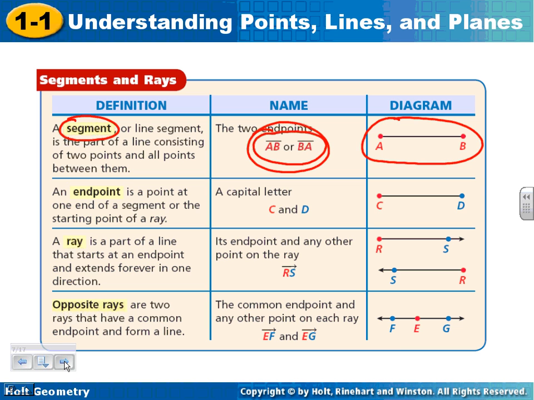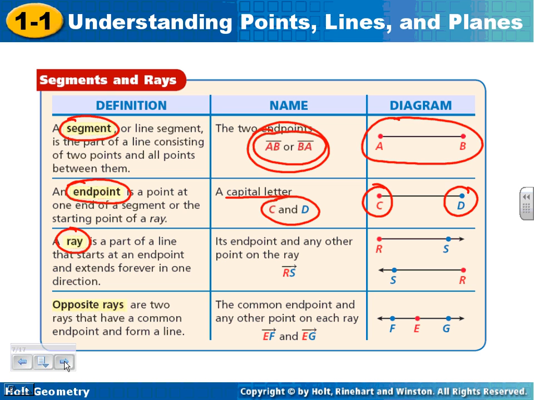The next one, an endpoint is a point at one end of a segment or the starting point of a ray. We name these by a capital letter like C or D. And right there, there's an endpoint C, there's another endpoint D. That's what an endpoint is. Third one, a ray. A ray is a part of a line that starts at an endpoint and extends forever in one direction. So it's kind of like half of a line.